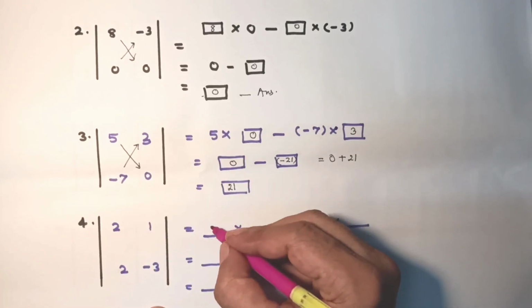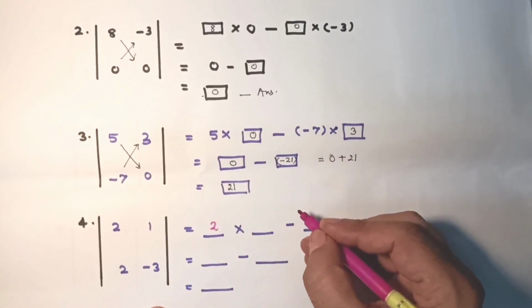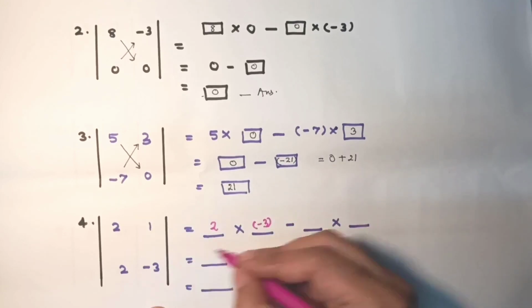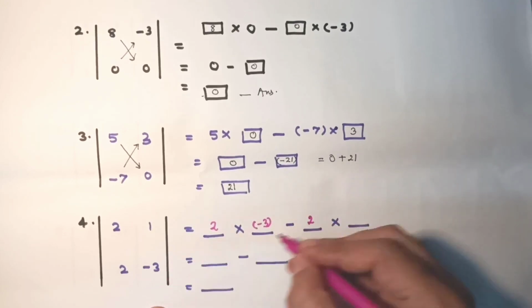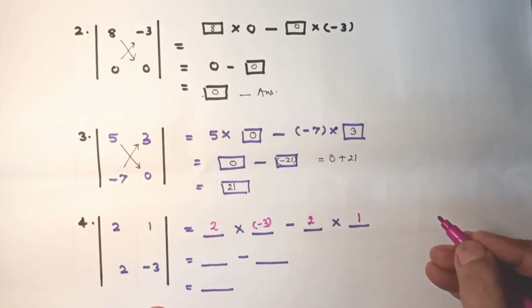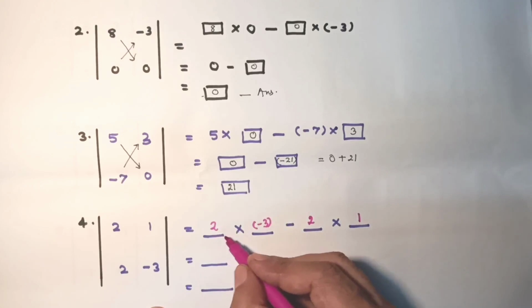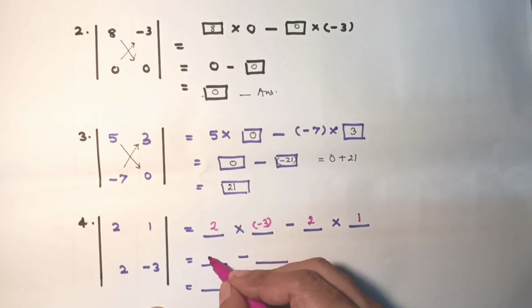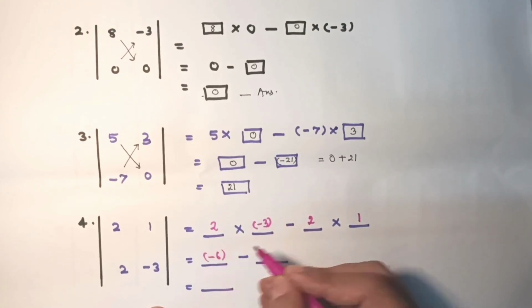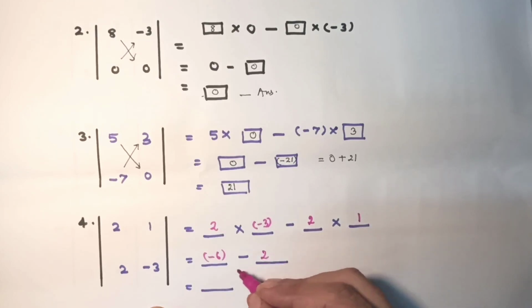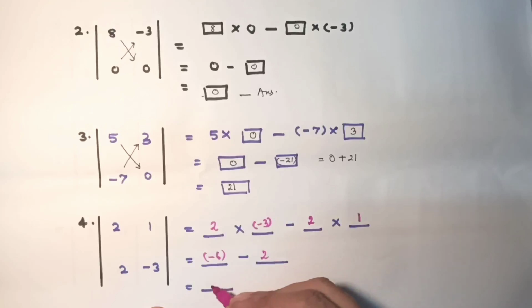This is 2, so you'll be writing 2. Here minus 3, so minus 3. 2, again 2, and 1, so 1. Now 2 into minus 3 is minus 6, put in bracket. Then next, 2 ones are 2. Minus 6 and minus 2 is minus 8. Your answer is minus 8.